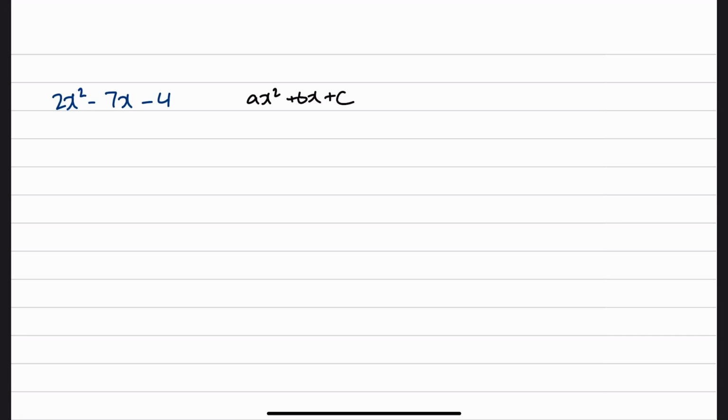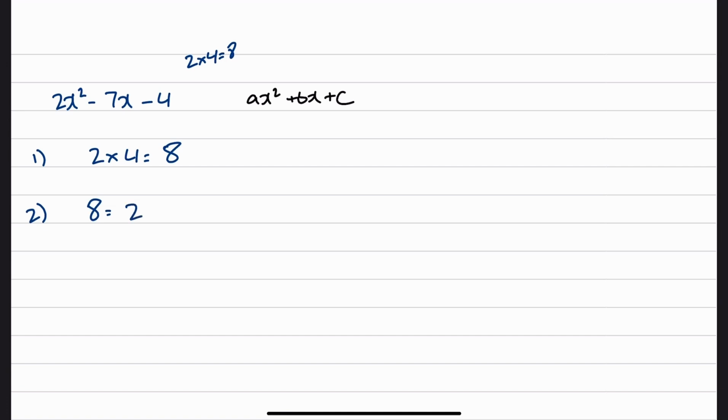A and c in this case are 2 and 4. So 2 and 4 multiply to give us 8. Let's just write it. 2 times 4 is 8. So the first step is to multiply a and c. The second step is to find factors of 8 that add or subtract to give us minus 7.